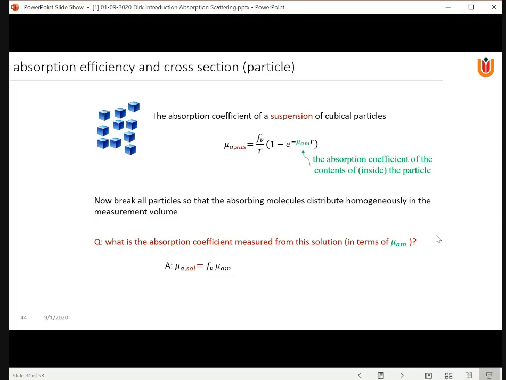Clear enough to continue at least? Because now we're almost there. We are now in the lucky position that we have three absorption coefficients. We have one for the stuff that is inside the particles, we have one for the suspension of particles, and we have one for the solution that we would obtain when the particles were broken.